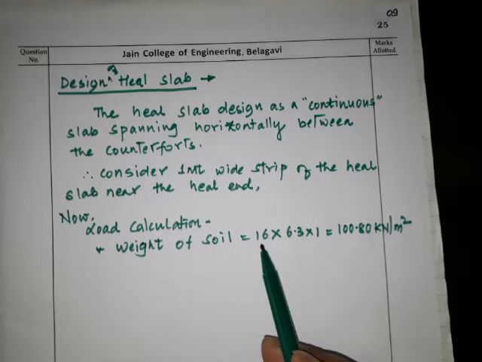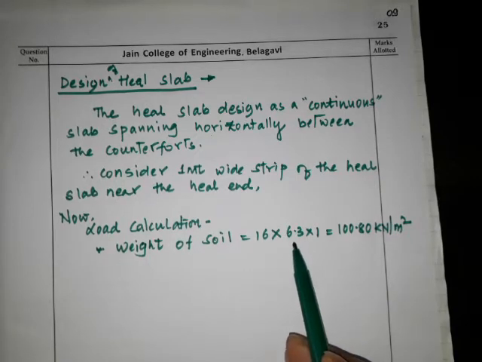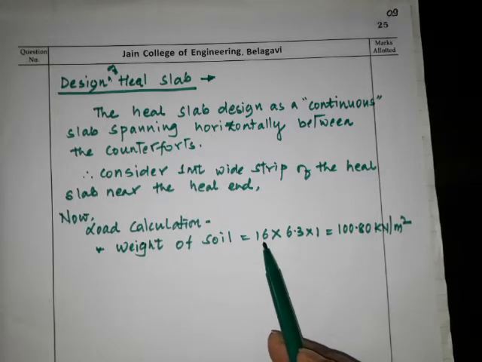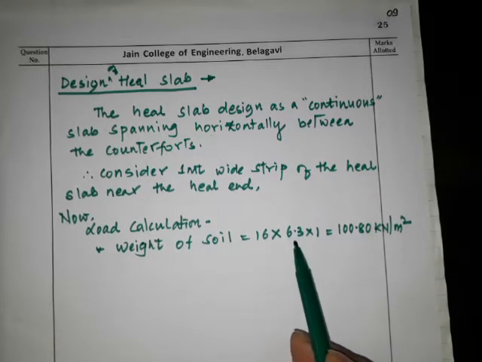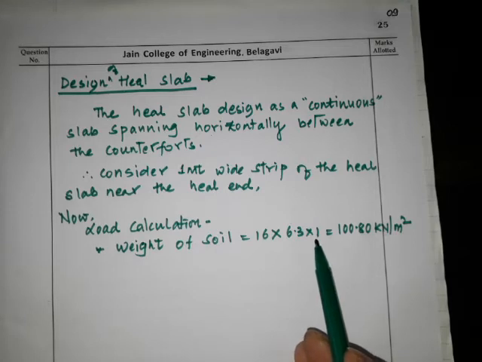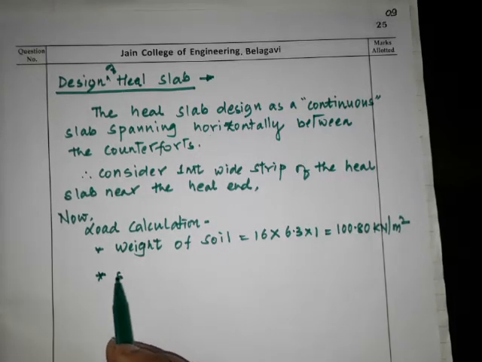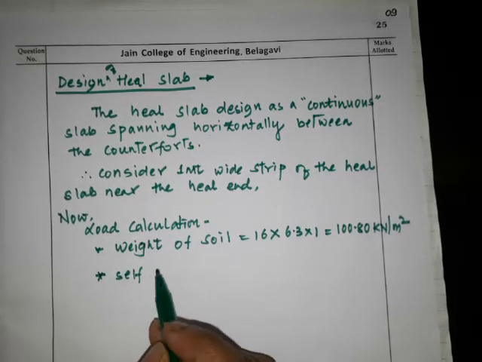the density of soil into height into 1 meter, that is per meter strip. So because we are considering per meter strip, 16 density soil standing at a height of 6.3. The height of the soil is 6.3 standing over the heel slab, into the width of strip is 1 meter. Then we have self weight. Next is self weight.